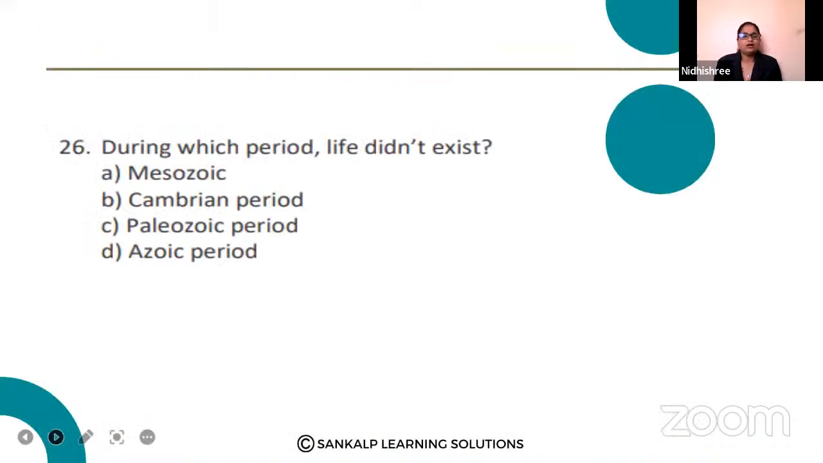Okay. 26th question. During which period did life not exist? Option A, Mesozoic. Option B, Cambrian period. Option C, Paleozoic. Option D, Azoic.